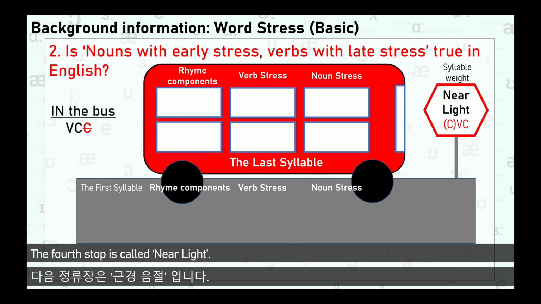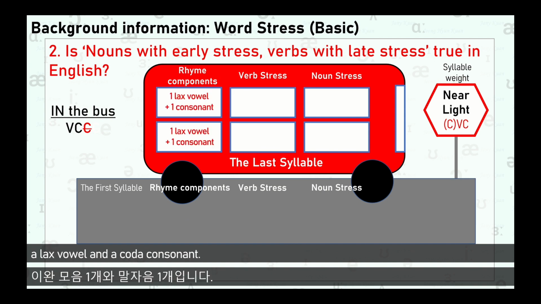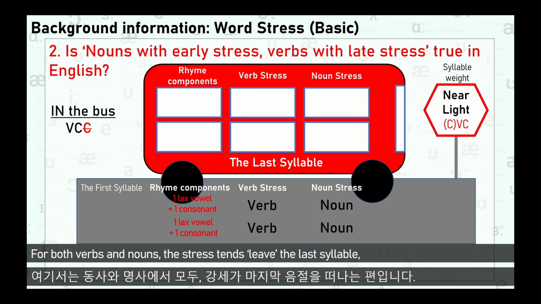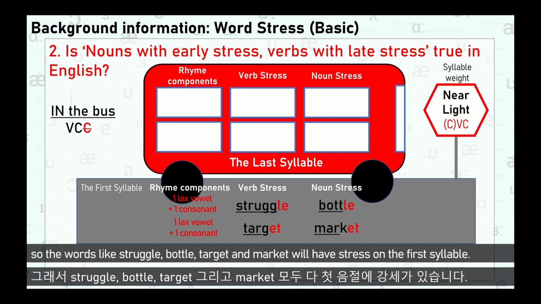The fourth stop is called near light. Rhyme components of the near light syllable can be a lax vowel and a coda consonant. For both verbs and nouns, the stress tends to leave the last syllable. So the words like struggle, bottle, target, and market will have stress on the first syllable.